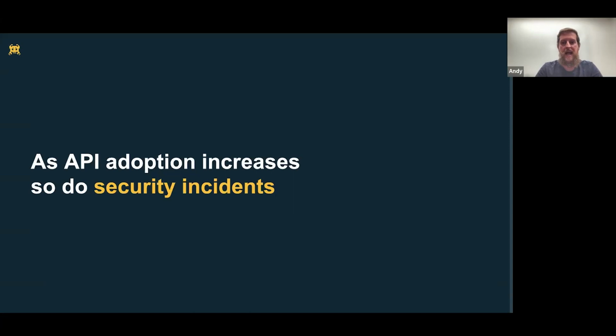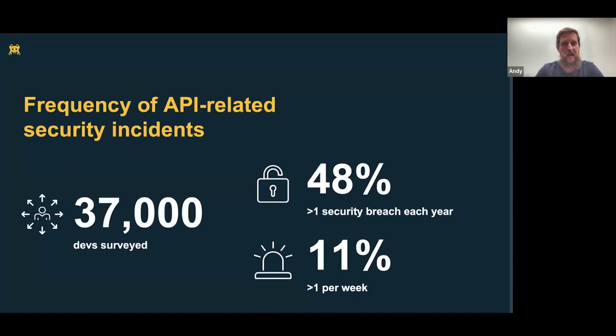And there was recently a poll carried out by Postman. Postman is the API tool that a lot of people use to engage with APIs while they're doing development. It's very widely used. They polled 37,000 devs, and 48% of those said that they have suffered a security breach at least once every year. And that number is crazy high. And then 11% have said they have experienced one security incident more than once a week, which is scarily high.